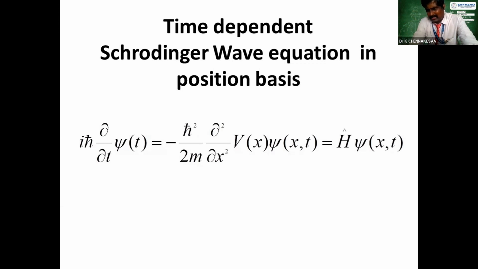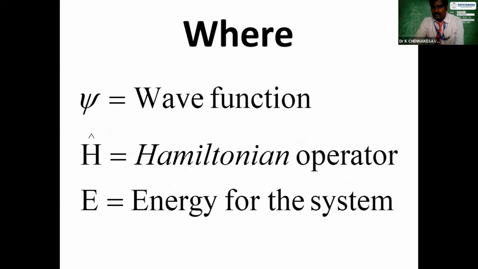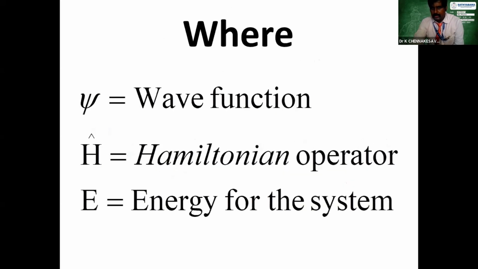Now, yesterday also we introduced the time-independent Schrodinger wave equation. H psi equal to E psi. Here H cap or H is a Hamiltonian operator, psi is a wave function, E is an energy, which is the sum of kinetic energy and potential energy, where E is the energy for the system.